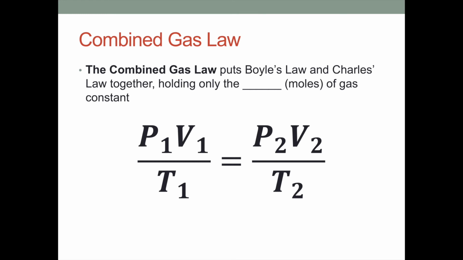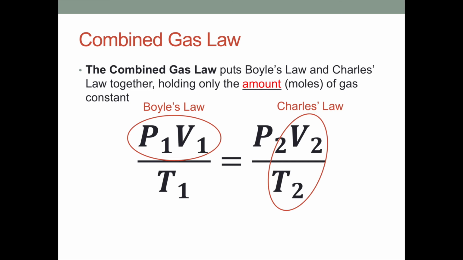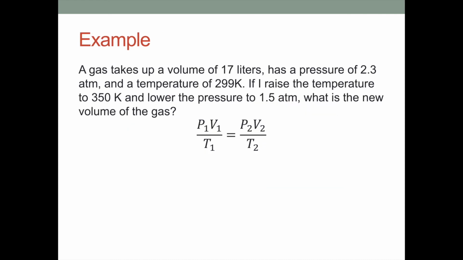Now, the combined gas law puts Boyle's law and Charles' law together, holding only the amount, or the number of moles of gas, constant. So you can see with the way this is written, P1V1 over T1 equals P2V2 over T2. In the numerator, P and V is the contribution from Boyle's law. And then you can see V and T is the contribution from Charles' law. So now you're dealing with 3 variables instead of just 2.